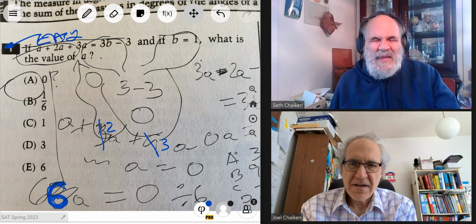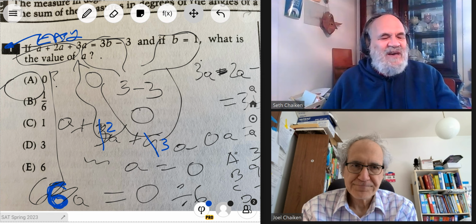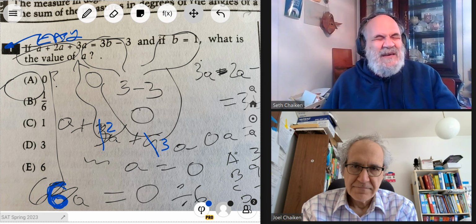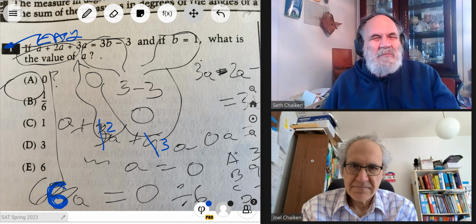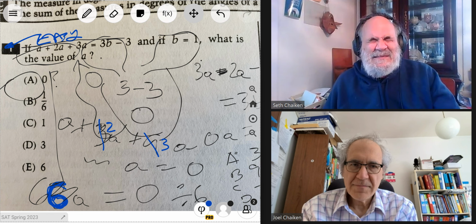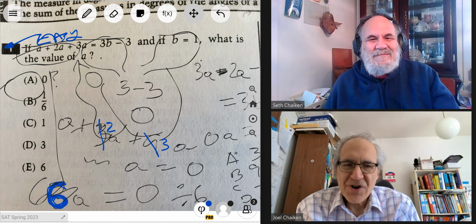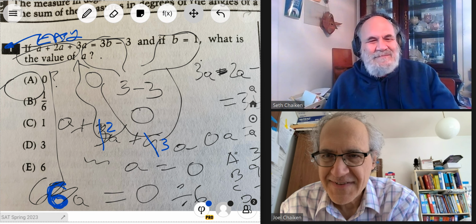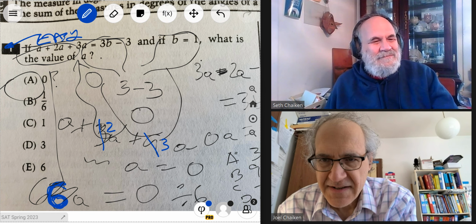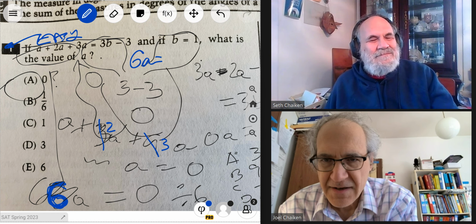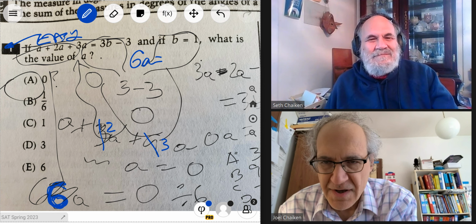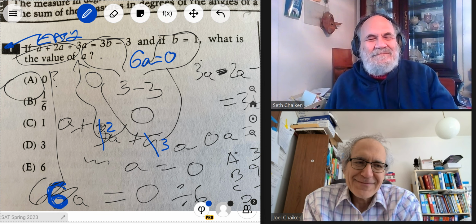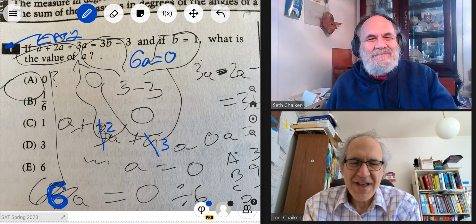So this is a case of getting a quick solution by observing a pattern. But yet again, it doesn't hurt really. You don't lose that much time. Let's say you don't initially see the pattern. You add these up and you write 6A equals, and then you put the B in here, and you get 6A is 0, and then you realize A is 0. It doesn't hurt to do that. It doesn't take that much more time.